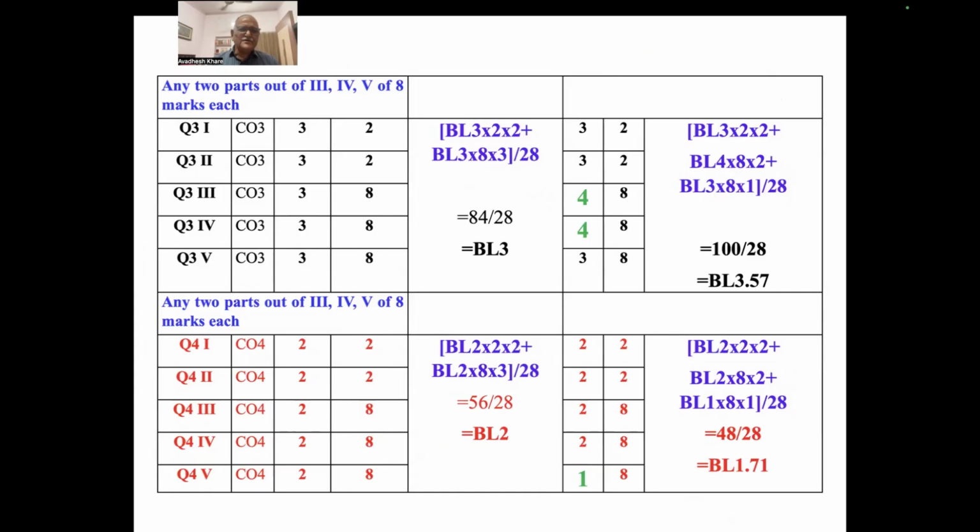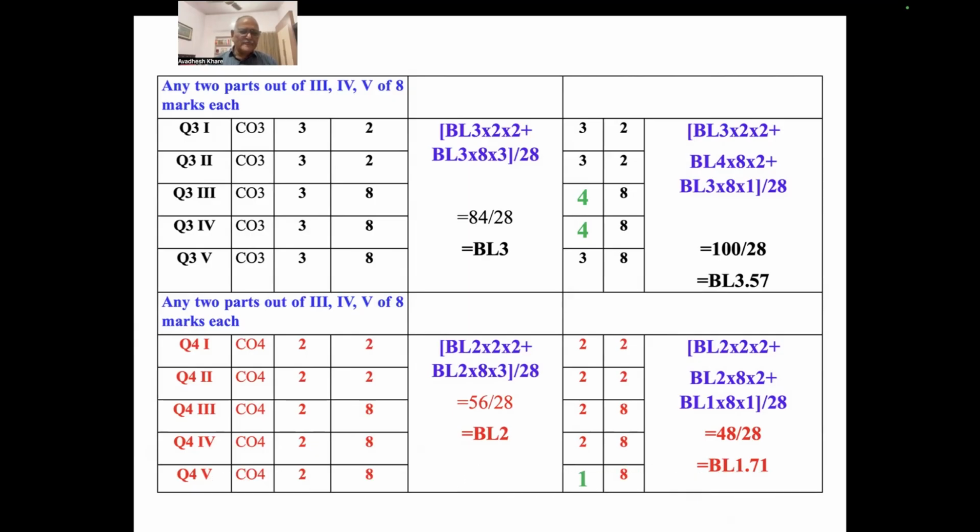Then question number 3. Question number 3 has been taught at BL level 3, but if the degree of difficulty of 3.3 and 3.4 is increased from 3 to 4, then the average BL level will increase to BL 3.57. So question number 3, unit number 3, has been taught at BL3 and the question has been asked at BL level 3.57. A little harder question has been presented to the students.